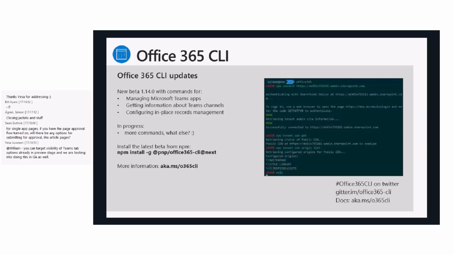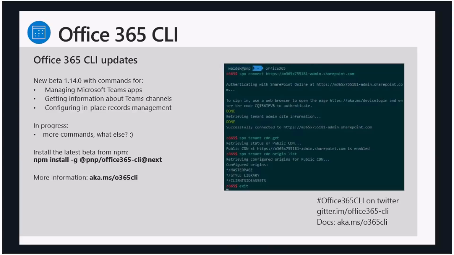Updates now on the Office 365 CLI. A new beta is out, 1.14 beta, for managing Microsoft Teams apps, getting information about Teams channels, and configuring in-place records management. So some exciting new stuff. I know folks from the community helped out with that. And as always, we're working on more commands and looking for your feedback to help drive that as well.